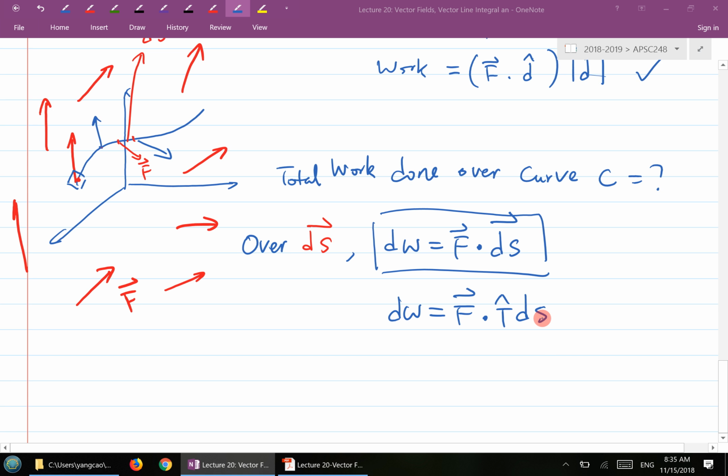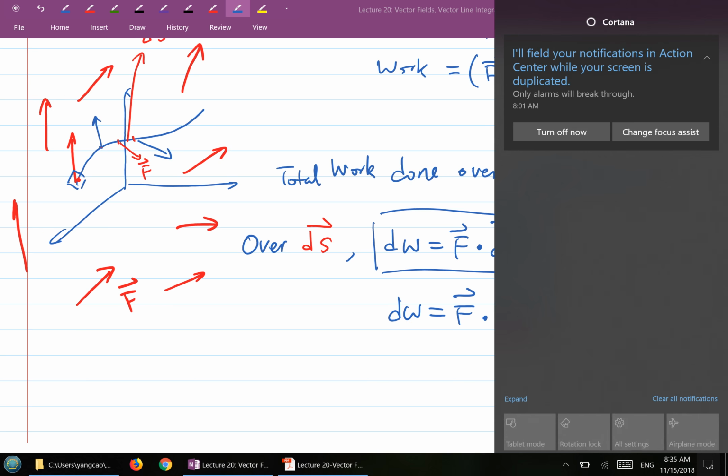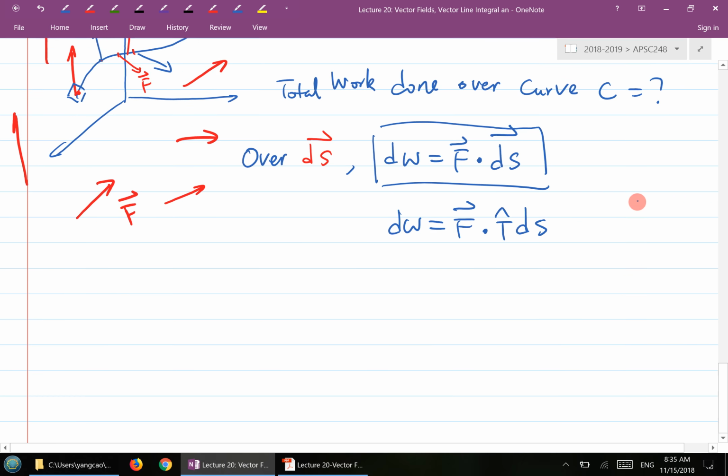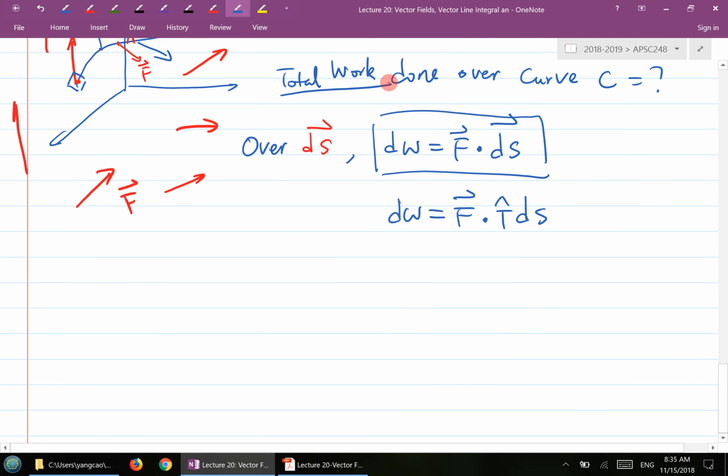Good. So basically, we have derived a small amount of work done over a small segment of a distance. What we're looking for is the total work done over the whole curve C. Then guess what we do? All we need is just integration of both sides. When you integrate the left side, integrating d of anything gives you back that whatever.